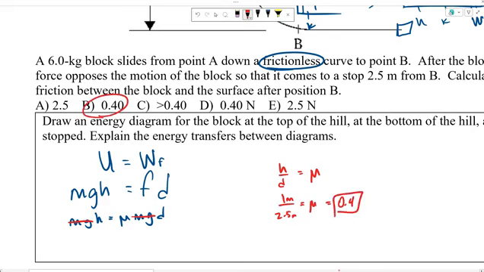This is a difficult problem where we had to put a lot of things together in order to find it, but the big idea here is that the potential energy is turning into work done by friction. You just may need to know how to find that work done by friction. Let's move on to number 6.